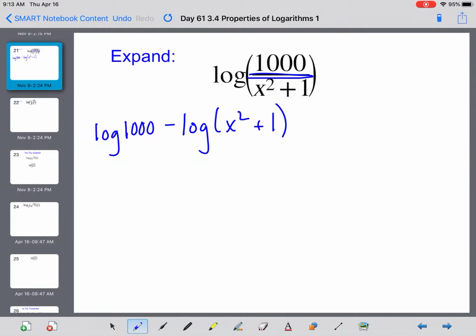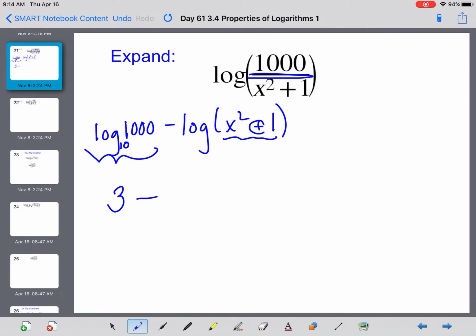Now, a couple of common things right here is not recognizing that log of 1,000 could be simplified. Remember, this is secretly base 10, so 10 to what power is 1,000? Well, 10 to the third power is 1,000. And then minus log of the quantity of x squared plus 1.